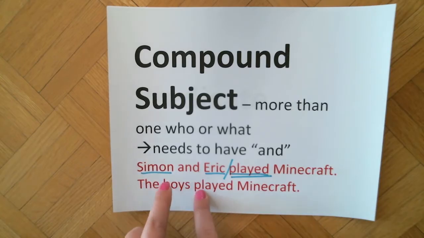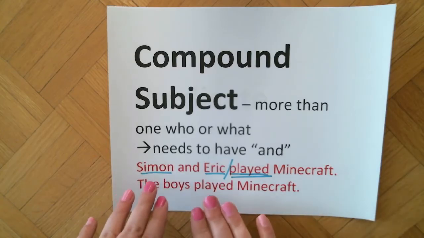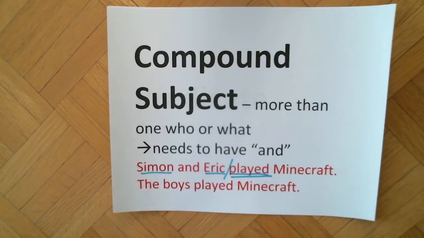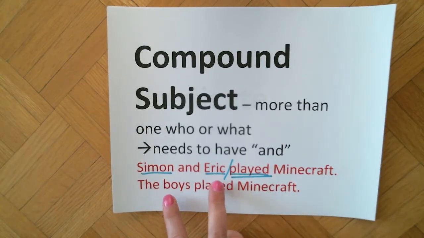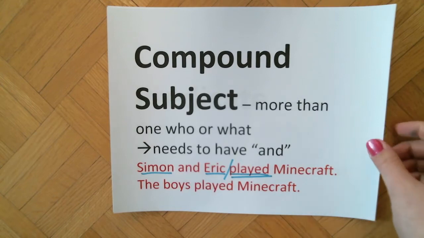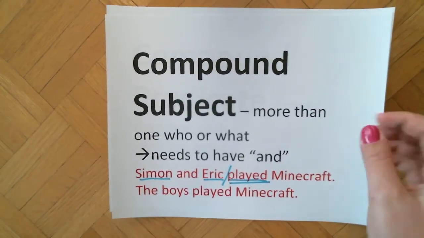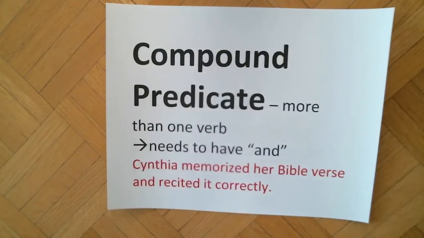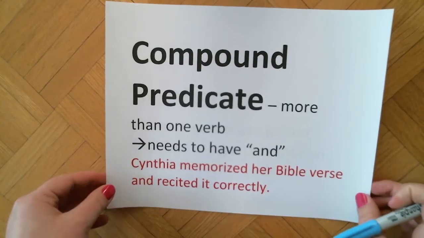It has to have an and joining 2 different ones. Another way to think about it is that I have to be able to divide the sentence actually into 2 sentences with the same predicate. Simon played Minecraft. Eric played Minecraft. And I'm just joining those sentences by combining the subject. Compound subject, more than one who or what. Compound predicate is more than one verb.